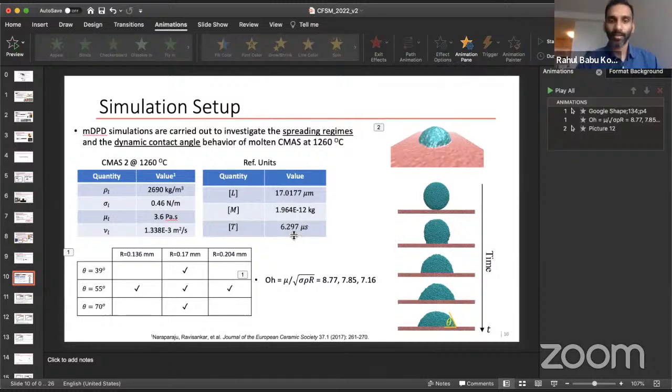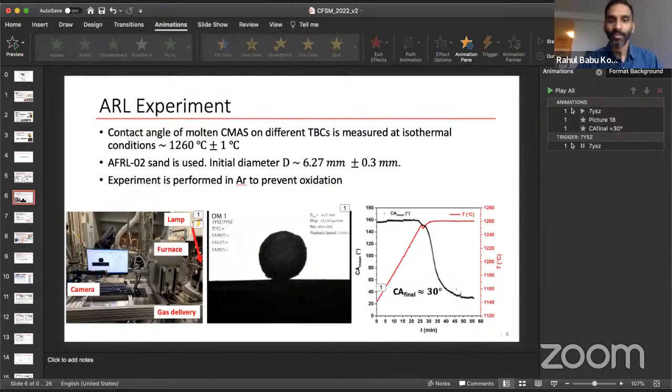The time scale, I think, is reasonable for the drop sizes that we have here, because as I've shown in the results, we were able to capture the dynamic effects pretty well. But if we look at the experiments here, you look at the x-axis, this is in minutes. It takes about an hour for this experiment. So there is a clear distinction between the length and time scales of the actual physical process, and the length and time scales that we looked at in the simulation.